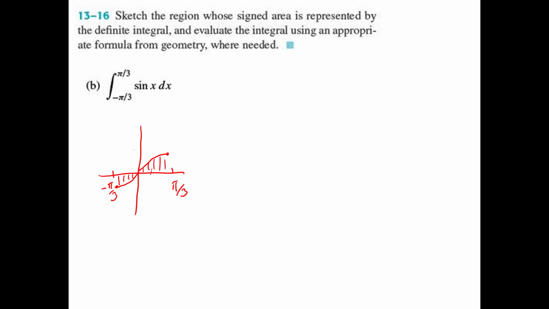But the area on the left is below the x-axis, which makes it a negative area, and the one on the right is a positive area, and they're exactly the same in size. So one's positive, one's negative, and we get an answer of 0. We don't need to know how much each individual piece is. The whole thing is 0.